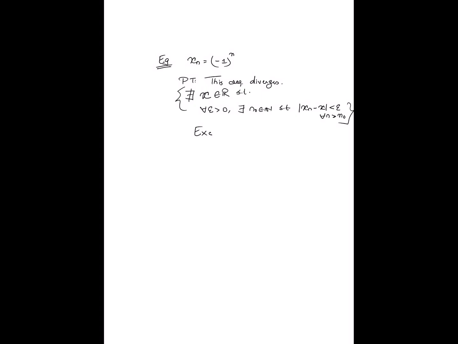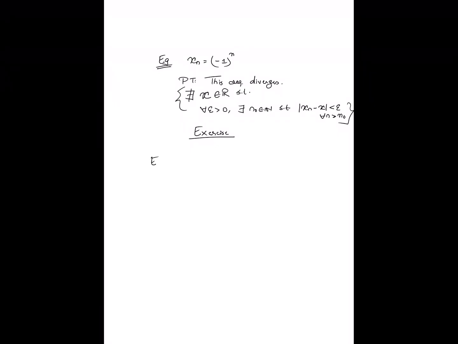Try and think about how a formal argument to this effect can be made. Intuitively, you're going to exploit the fact that if epsilon is small enough, the entries of the sequence being close enough to +1 implies that they cannot be close enough to -1, and vice versa. If the entries of the sequence are close enough to -1, then they couldn't possibly be close to +1. So that's the intuition one has to exploit to show that such an x does not exist. Okay, so that's therefore an example of a divergent sequence.